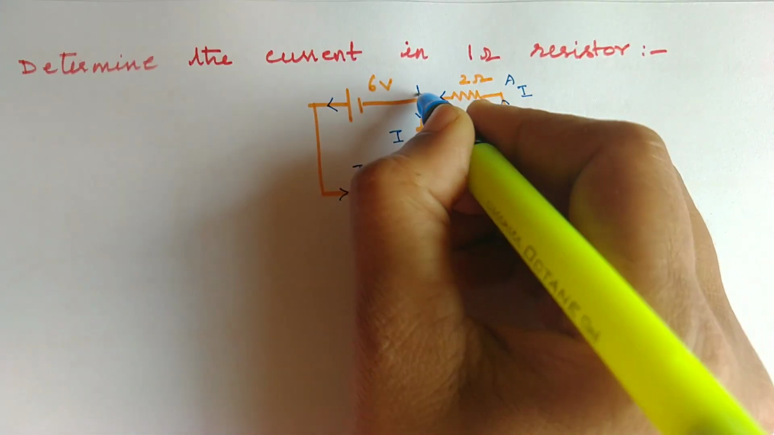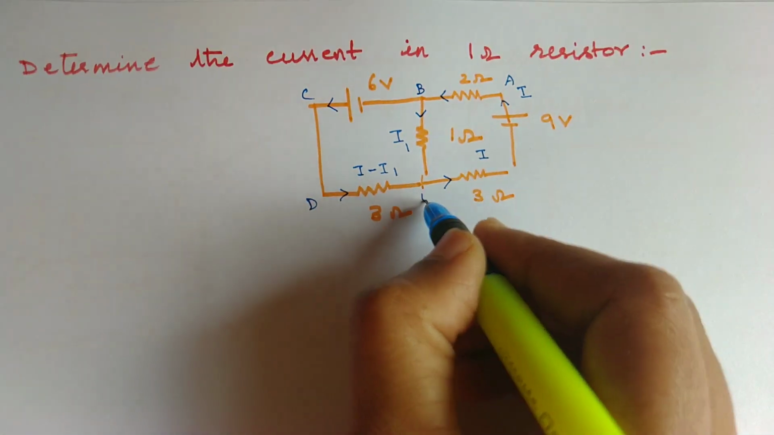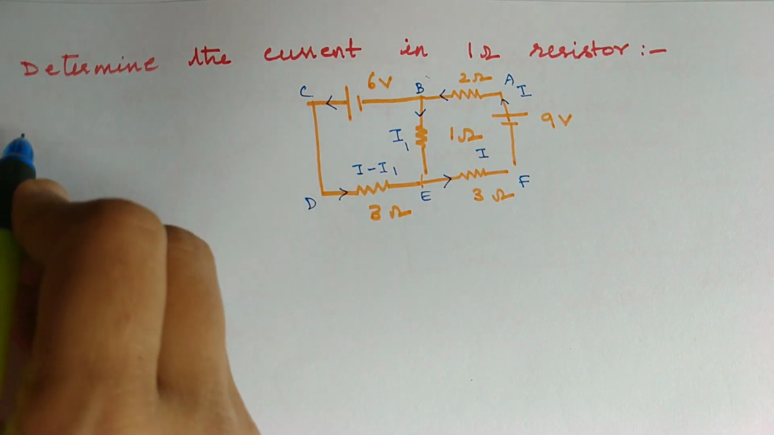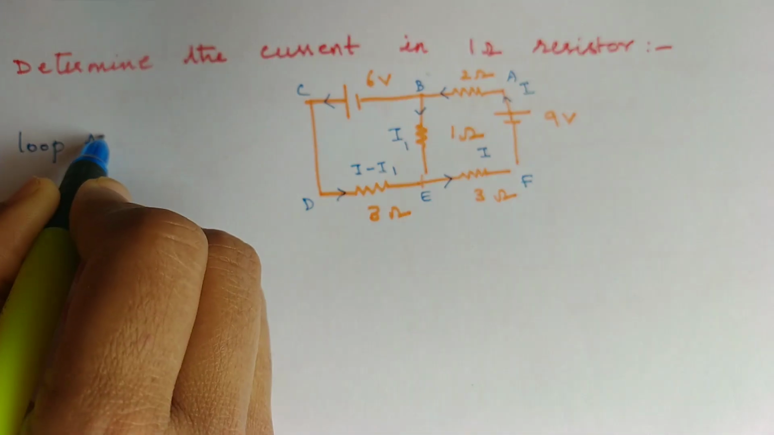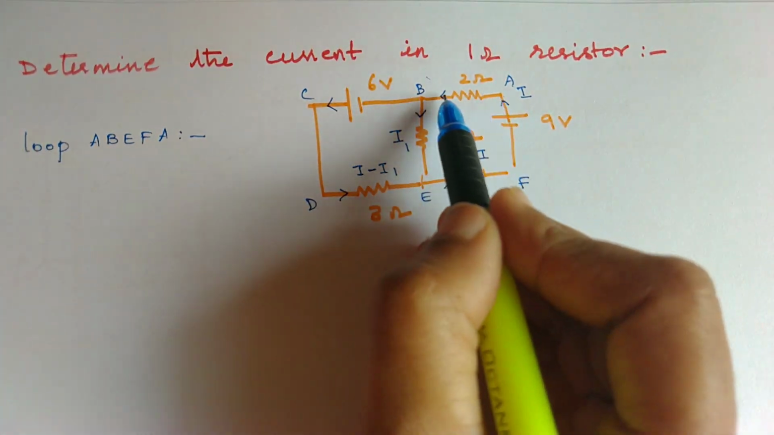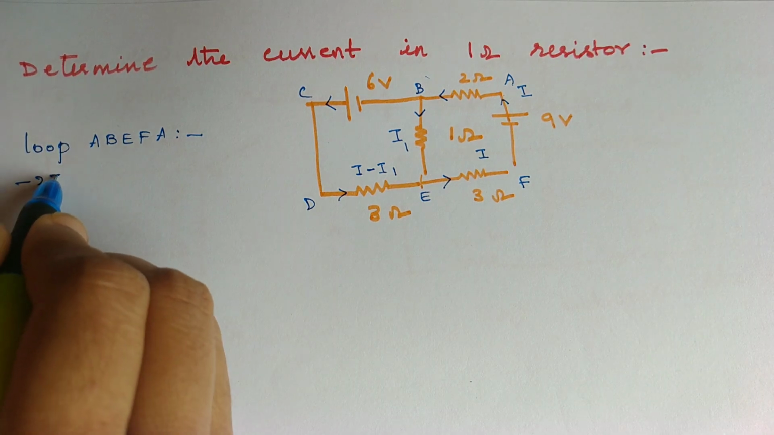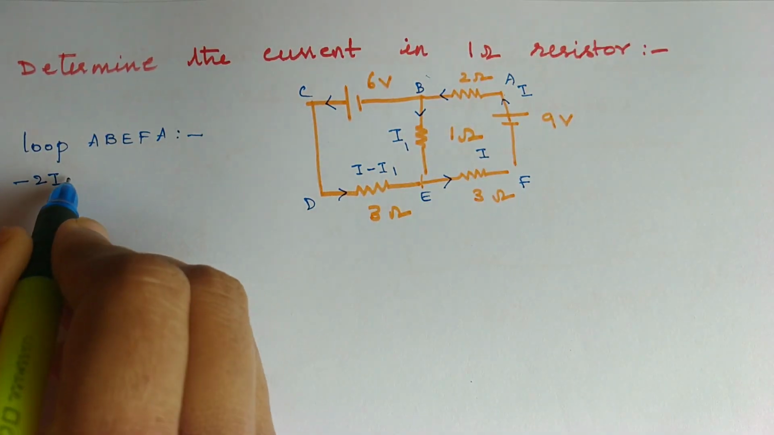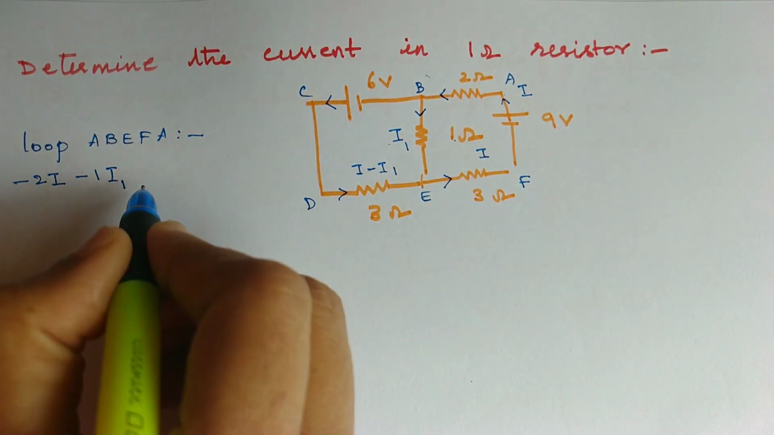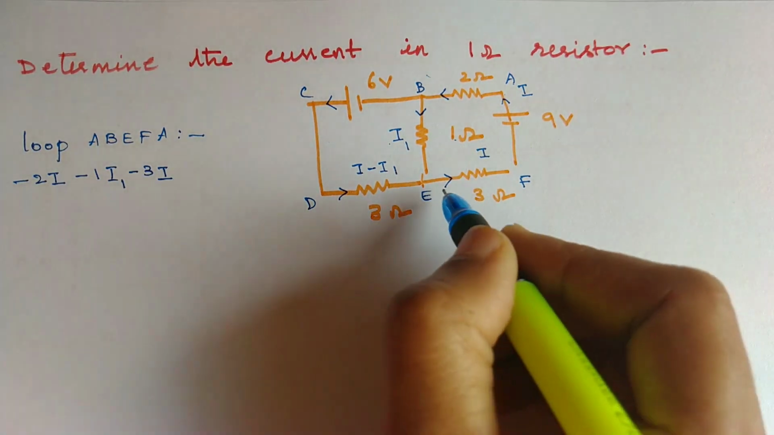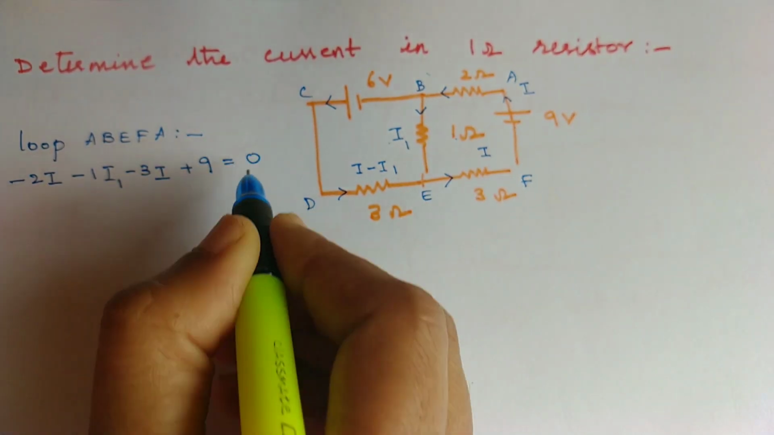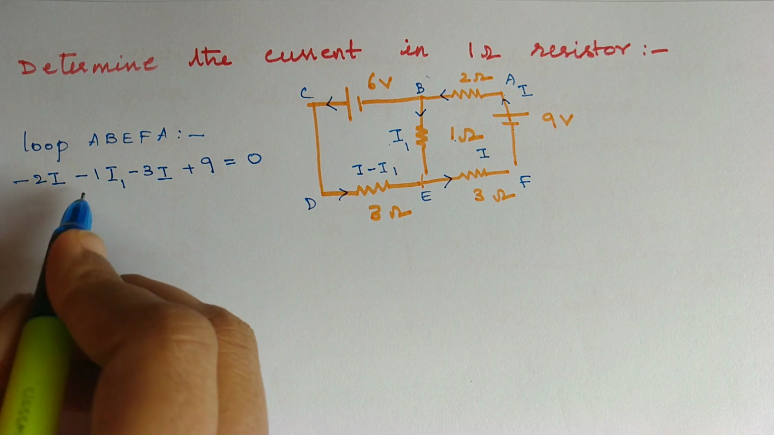So name the loop A, B, C, D, E and F. For the loop A, B, E, F, A, which loop am I applying? A, B, E, F and A. Try to apply A to B in the direction. So minus sign. Minus 2I. Again in the direction, minus 1 into I1. In the direction, minus 3I. And you are crossing the battery, negative to positive, the value is positive. Should be 0. Now from here, write the equation, simplify it.